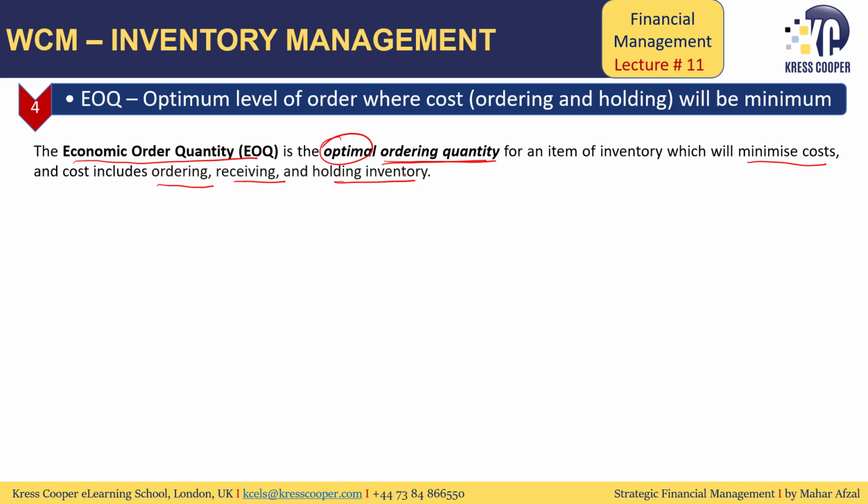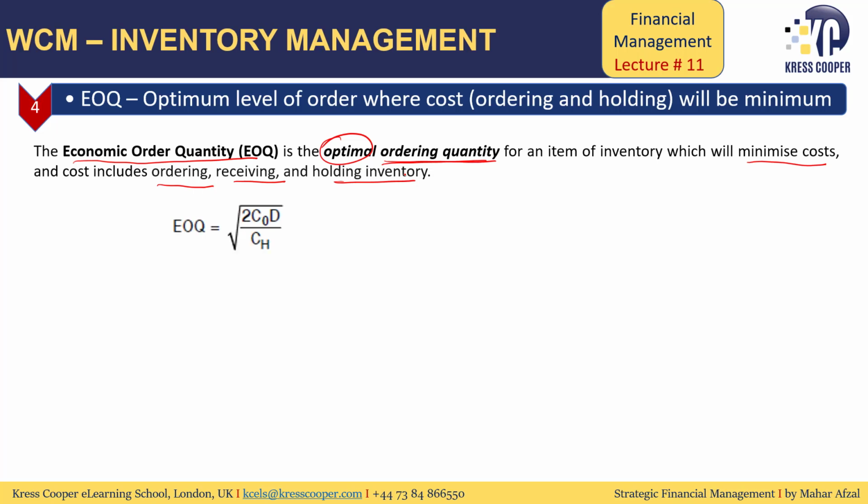Optimal ordering quantity is the quantity such that if we order more than this, my cost will be higher. If I order less than this quantity from the supplier, my cost will also be higher. This is the point. If we place an order of this quantity every time, my cost will be at its minimum. So how are we able to calculate this optimal ordering quantity?